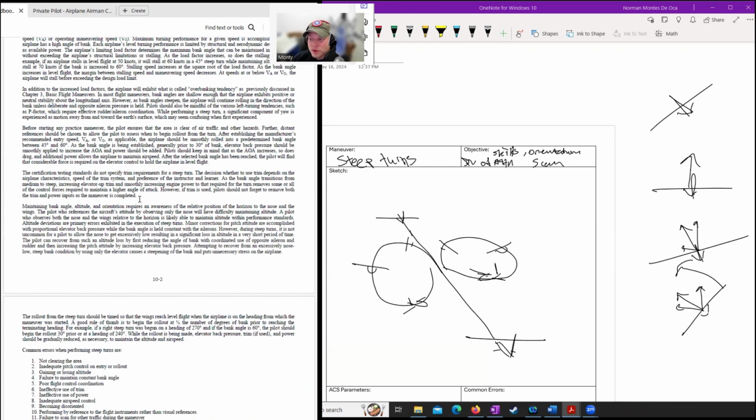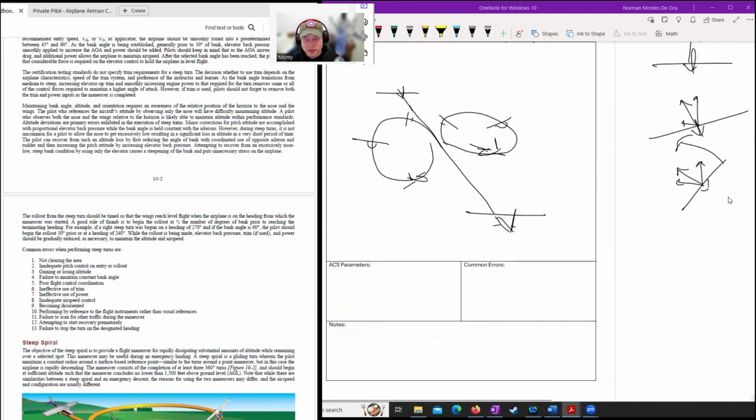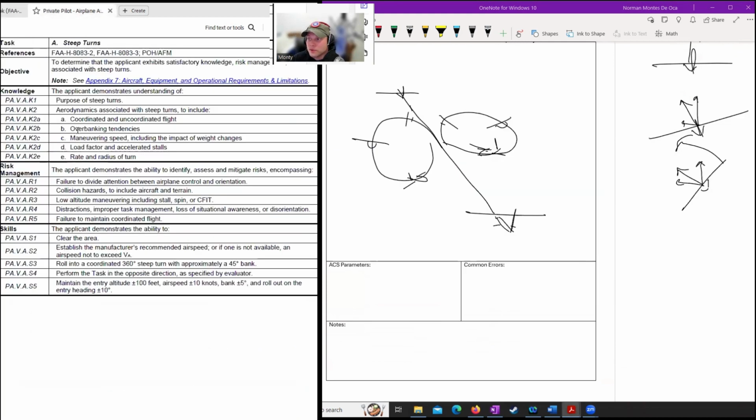Okay, moving on. You can continue reading this in the Airplane Flying Handbook. Moving on to ACS parameters. Looking at the Airman Certification Standard, here's the knowledge that you're expected to know. And we can continue reading that if you guys want. I don't know how much you guys want me to just read it to you. You can go read this for free on your own.